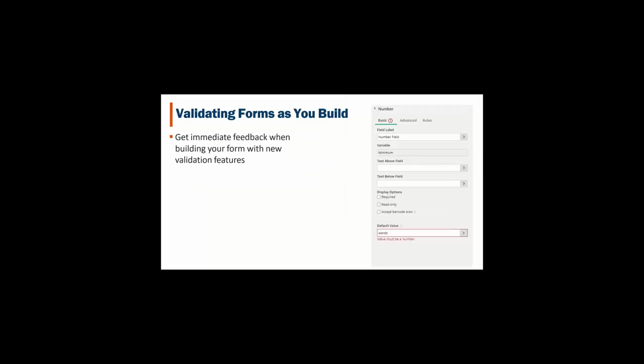We touched on how in the new Forms layout designer, you can see changes made visually to the form in real time, but that also goes for the right panel. So in this case, you brought in a number field, and for whatever reason, it's showing words in the default value. Obviously, it's a number field, so we shouldn't be accepting words.